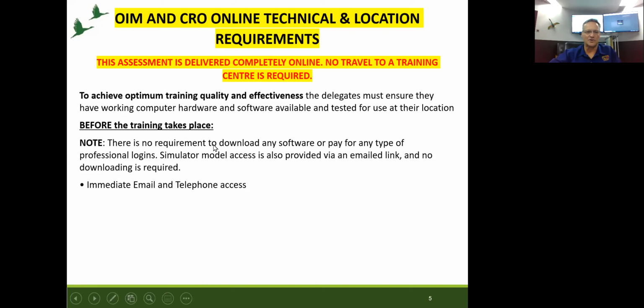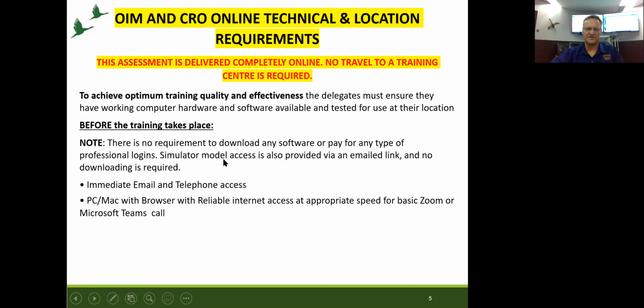That's a frequently asked question that we get a lot. And then your standard things like, of course, you need immediate email and phone access so that if there is a problem, we can contact the delegate straight away. We can email the delegate what they need in terms of any other training aids, POB lists or checklists that we want them to have access to before the scenario starts. So I think that's pretty self-explanatory.